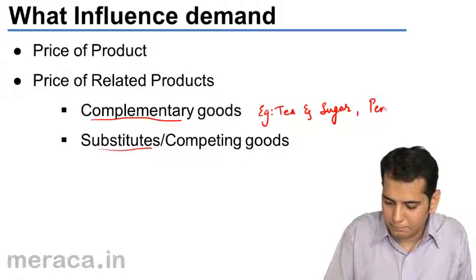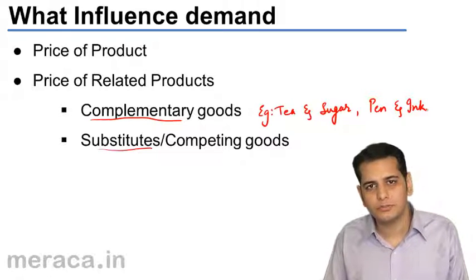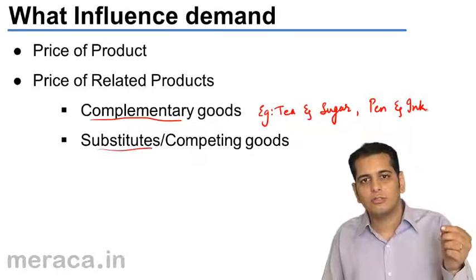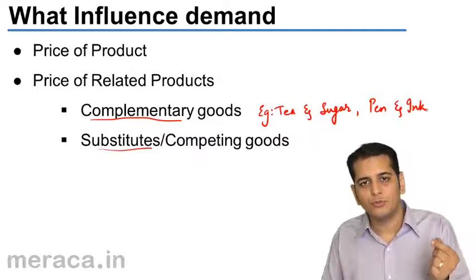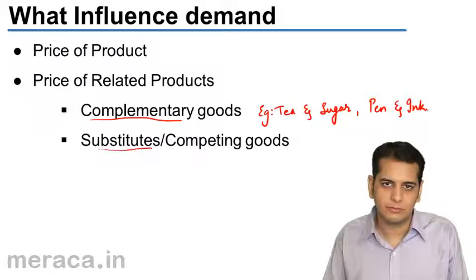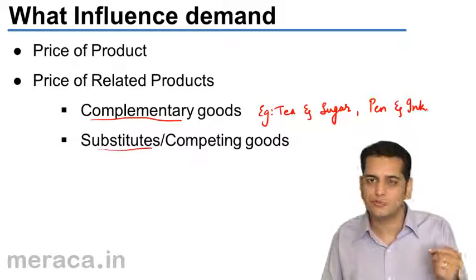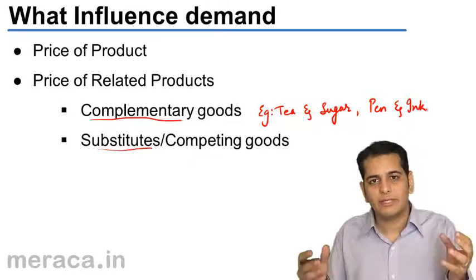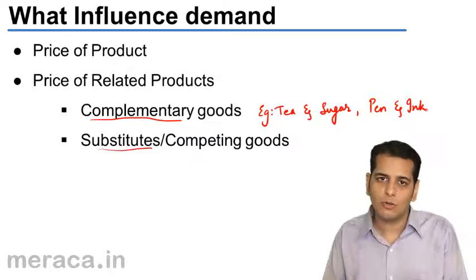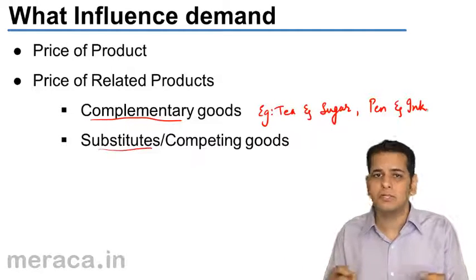Likewise, pen and ink are also complementary goods, because when you buy a pen, you also buy ink with it. A pen cannot be used without ink. So we can say pen and ink are complementary goods. They complete each other.